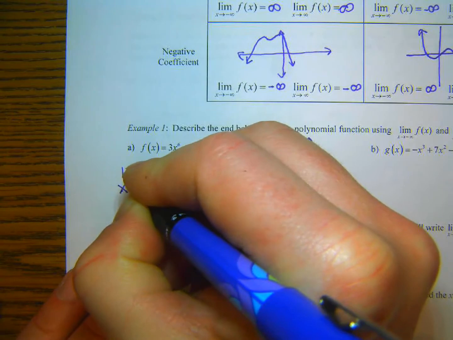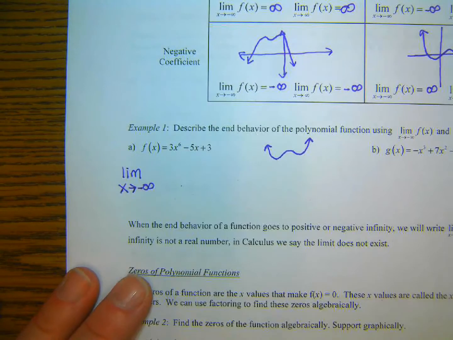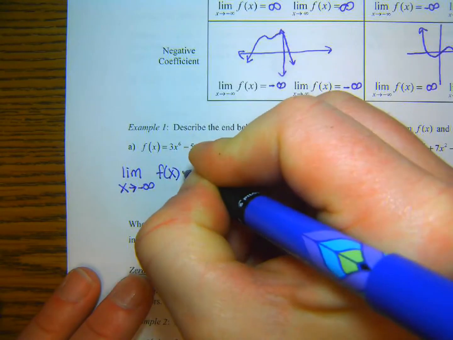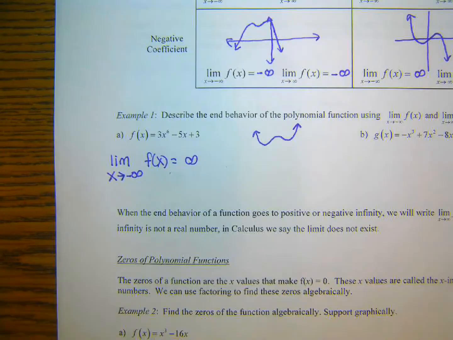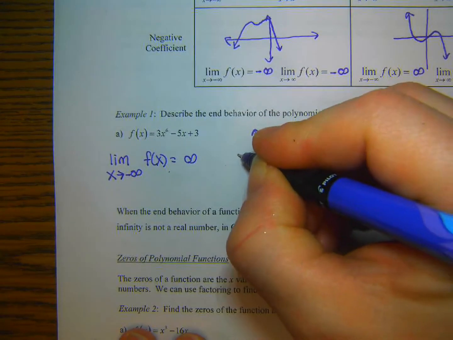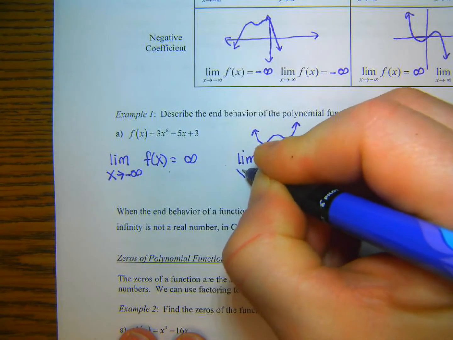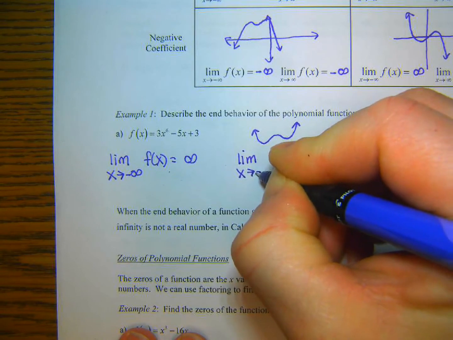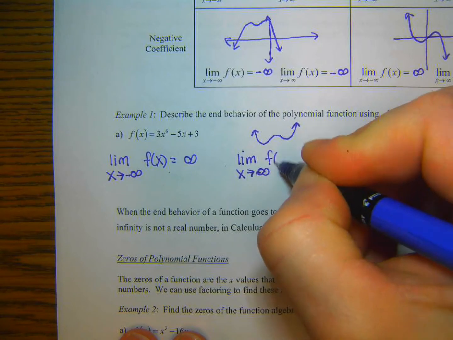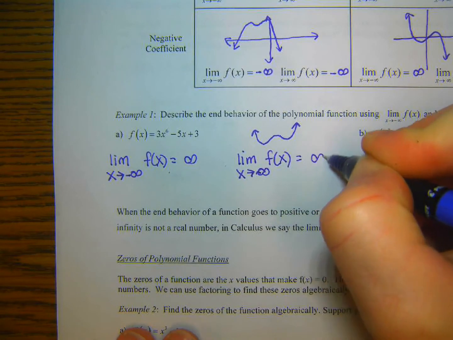as x goes to negative infinity of f of x equals infinity. And the limit as x goes to positive infinity of f of x also equals positive infinity.